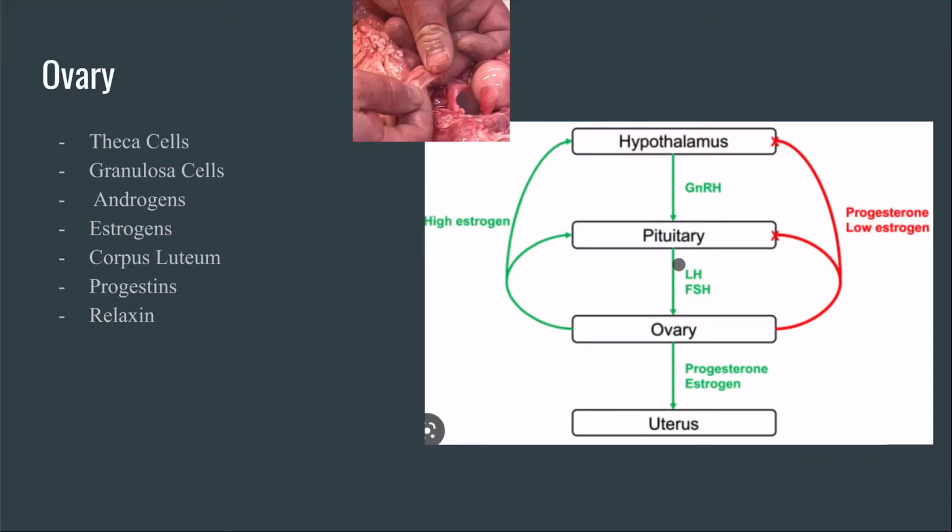The ovary works similarly, where LH works on the theca cells to create androgens, and the FSH works on the granulosa cells to make estrogens. So there's also the making of corpus luteum, progestins, and relaxin. Here in this photo, you can see the small ovary, and you can also see here that this is going to be a negative feedback loop.